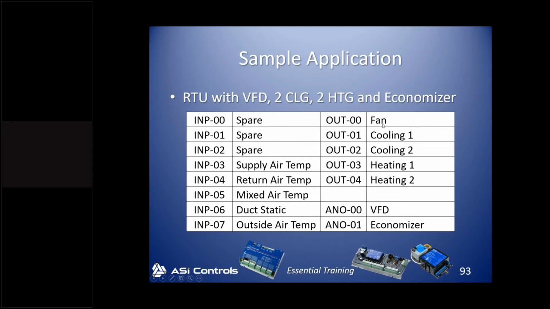On the digital output side, there's a fan output to enable the fan, 2 stages of cooling, 2 stages of heating, and then 2 analog outputs, 1 for a VFD to control the speed of the fan and 1 for an economizer to modulate the damper position to meet a mixed air set point.